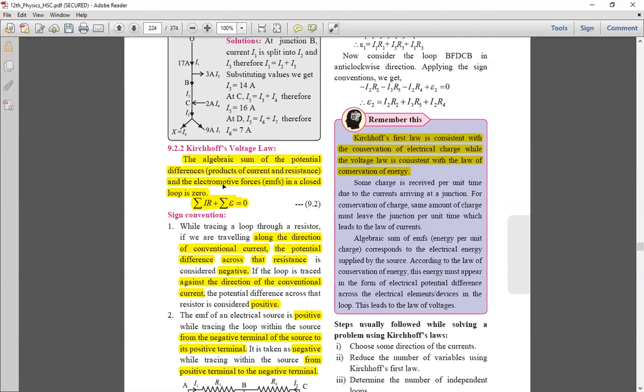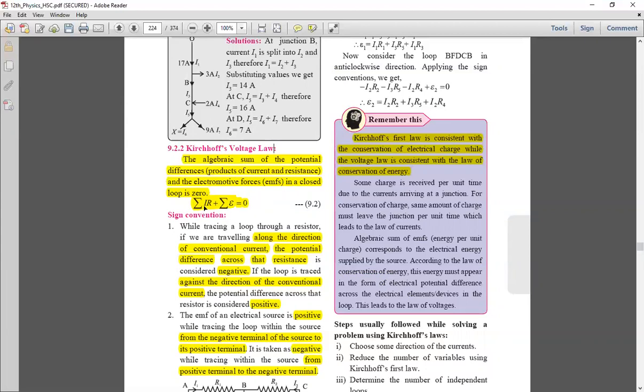And the electromotive forces, that is EMF. What are electromotive forces? They are the voltages of cells or batteries. In a closed loop, the sum of all potential differences and the sum of all EMFs is equal to zero.